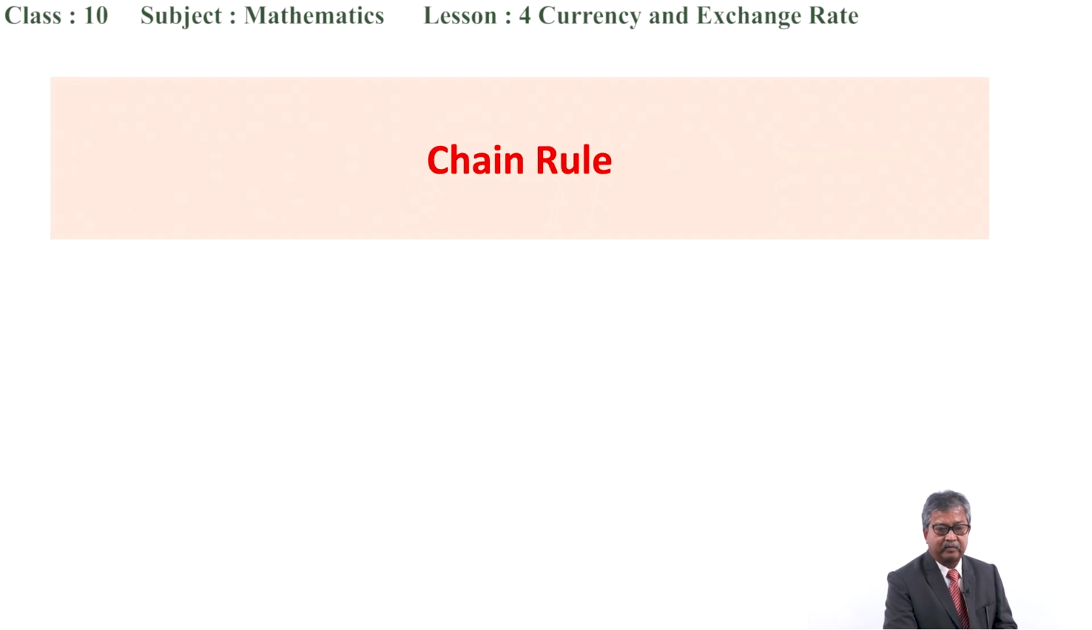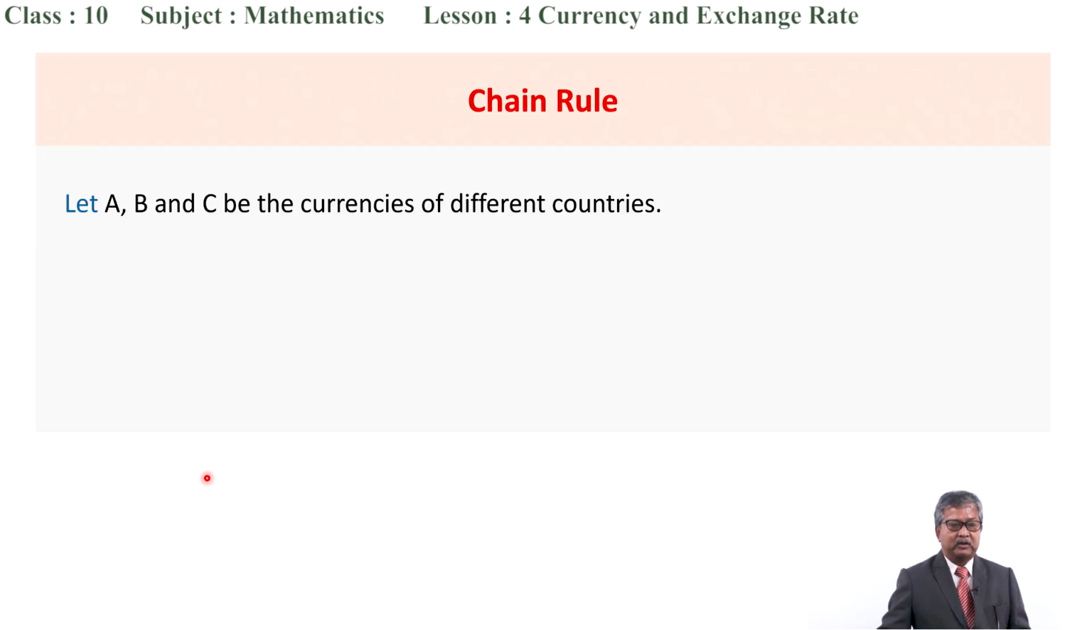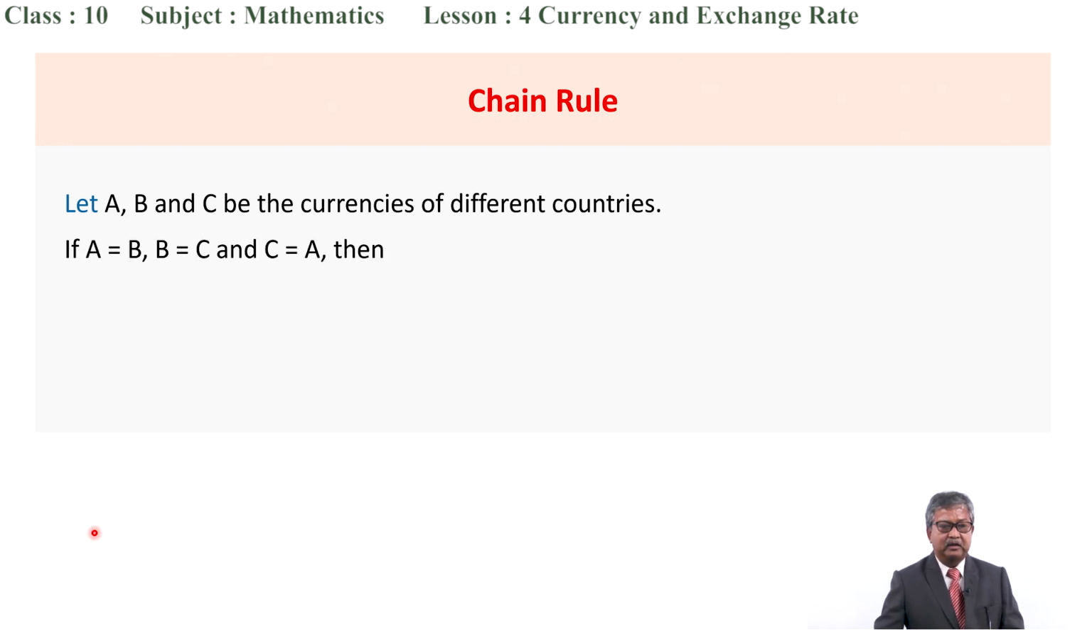Now look here. Suppose A, B, C are the currencies of three different countries. A is the currency of one country, B is the currency of another country, C is the currency of another country. Just before, we said Nepali rupees, Canadian dollar and Japanese yen. So if A is equal to B, because 1 rupee is equal to Canadian dollar, we exchange. Similarly, B is equal to C, that means Nepali rupees is equal to Japanese yen, and again C is equal to A, that means Japanese yen is equal to Canadian dollar. In this way we can change.